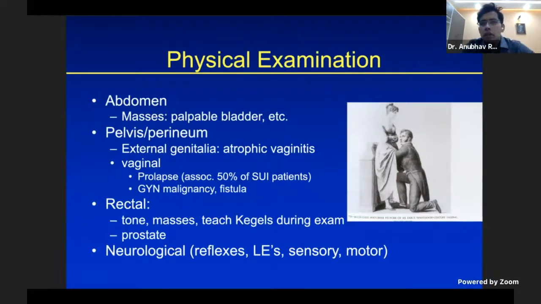Examination is also a short examination. Just the examination of the abdomen will be done to see if the bladder is full, then the external genitalia to look at the condition of the vagina, and whether there is a prolapse. You need to rule out uterine prolapse and any malignancy. The tone of the rectum is a quick way of assessing any neurological deficits.